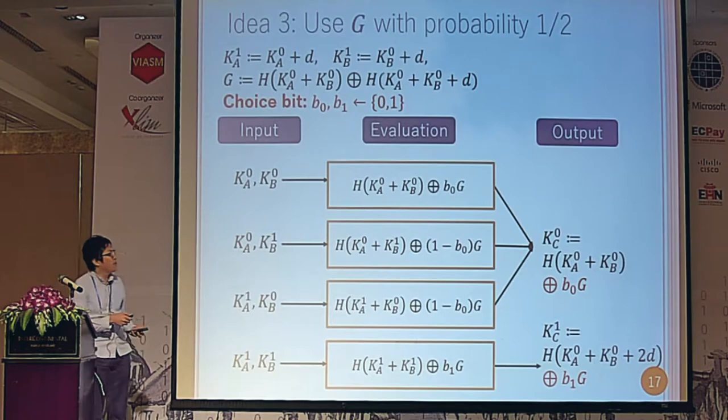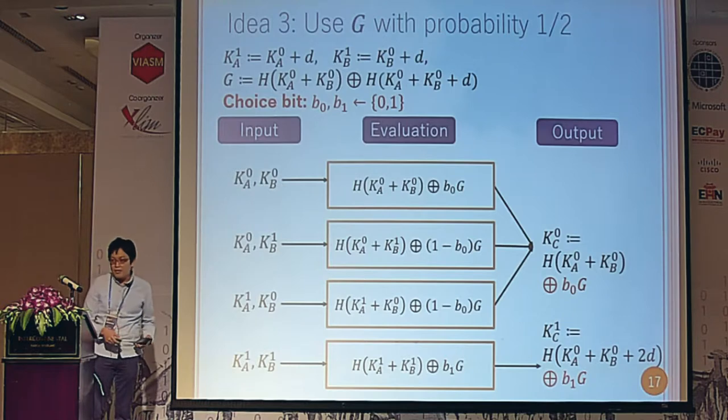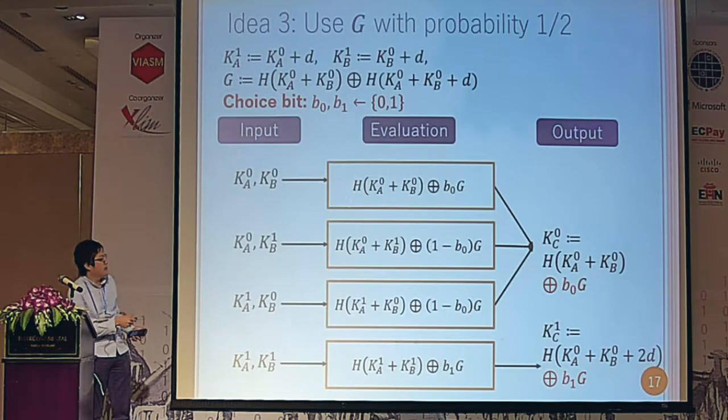We additionally introduce choice bits B0 and B1, and the output key depends on these choice bits. Then the whole evaluation procedure adds the input keys, hashes that, and XORs ciphertext G with probability half. So this procedure does not reveal information about the input.